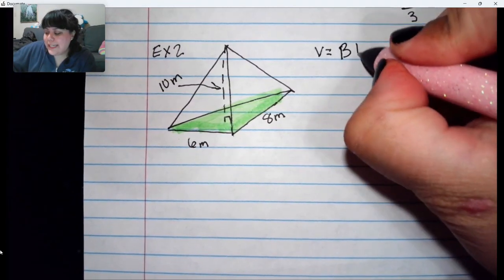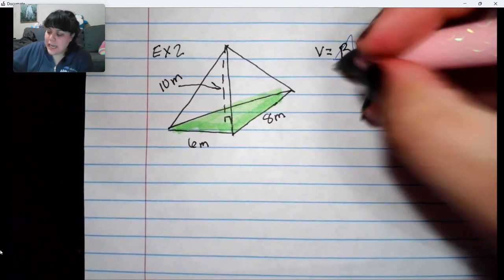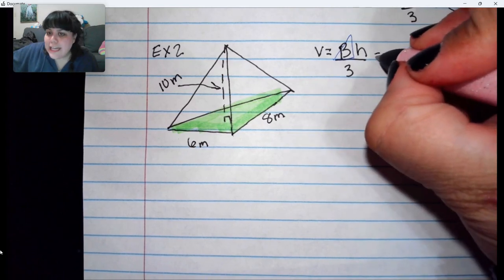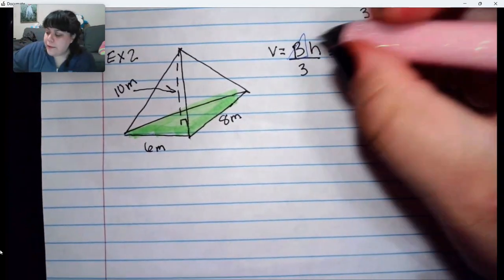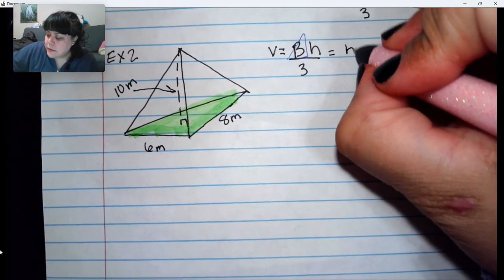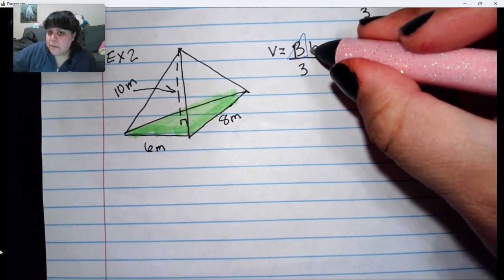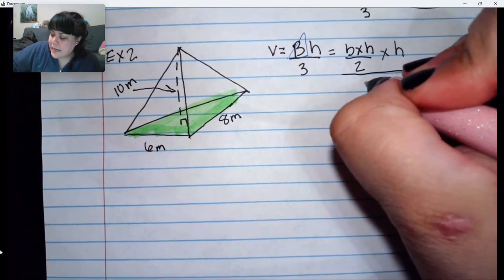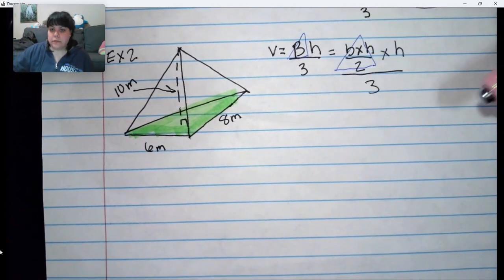Alright, first thing, write down our formula. Volume equals base times height. My base is a triangle. And I'm going to divide by 3. Okay, so now let's break down our formula a little more. Area of a triangle, base times height divided by 2. And I'm going to multiply that by the height of the pyramid and then divide by 3. So again, if you need to put this part into a triangle, go ahead.